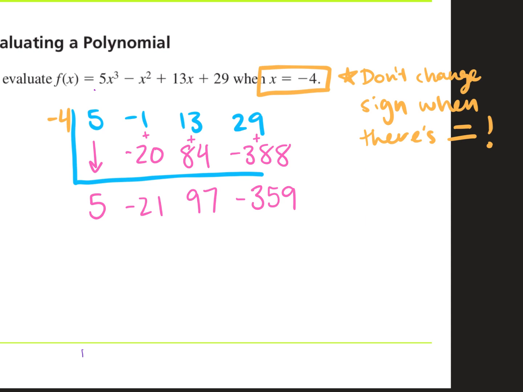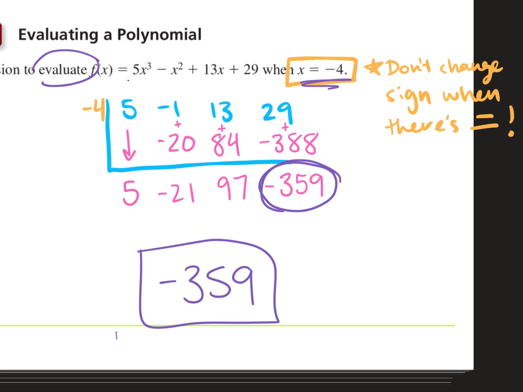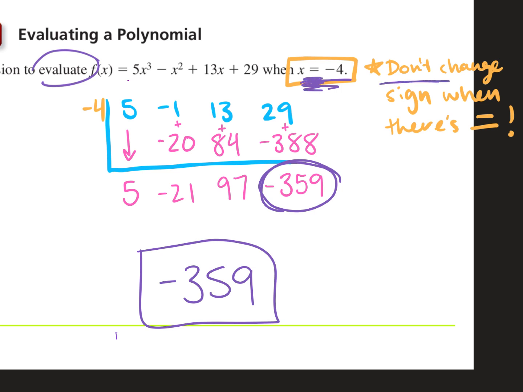So now when it says evaluate, we write our answer a little bit differently too. So we're just evaluating when x is equal to 4, so we're not actually dividing. Our answer is just the remainder. So our answer here is negative 359. So whenever it says evaluate, if it gives you the equal to, you don't change the sign, and your answer is just the remainder.